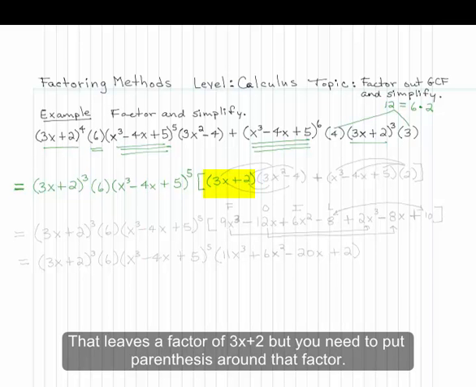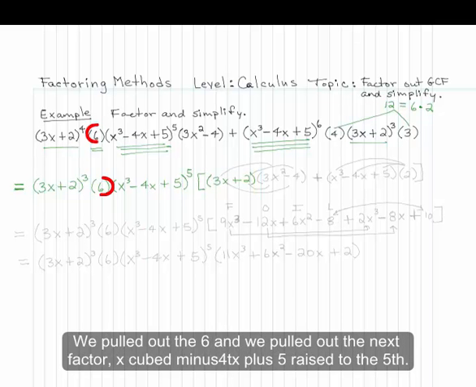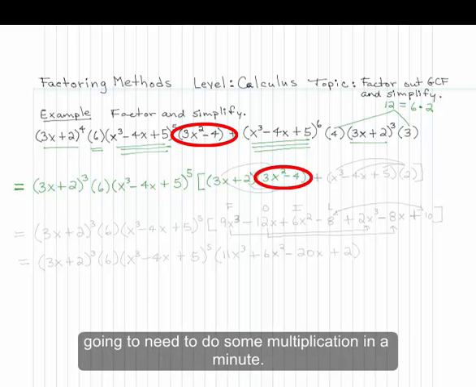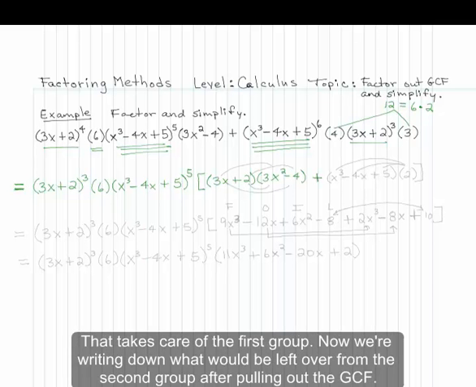We pulled out the 6, and we pulled out the next factor, x cubed minus 4x plus 5 raised to the fifth. But we had one more factor in that group. It is the binomial 3x squared minus 4. And I'm leaving parentheses around that factor because we're going to need to do some multiplication in a minute. Okay, now that takes care of the first group.